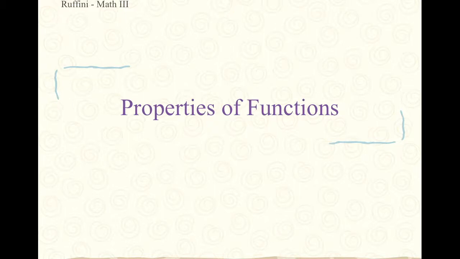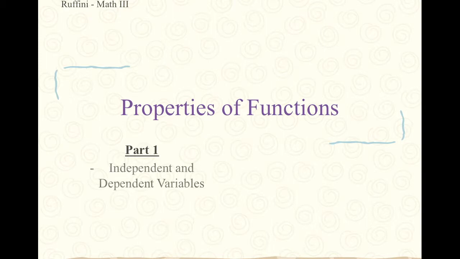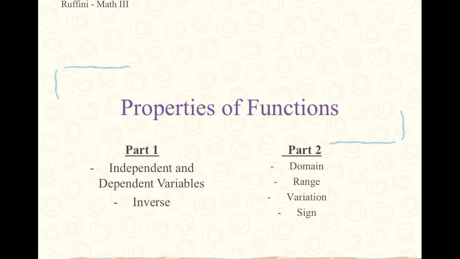This lesson covers properties of functions for secondary 3 math. In the first part, it's going to talk about independent and dependent variables as well as inverse. And because it's so long, that's why there are two parts. This is a pretty long lesson. The second part is going to cover domain, range, variation, sign, so positive, negative, and the extrema, as well as the intercepts.